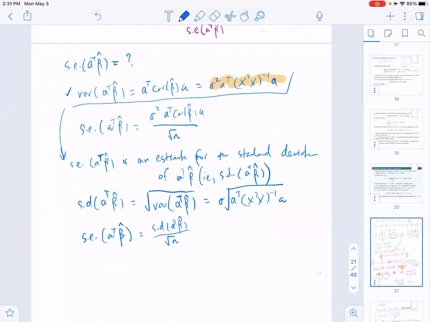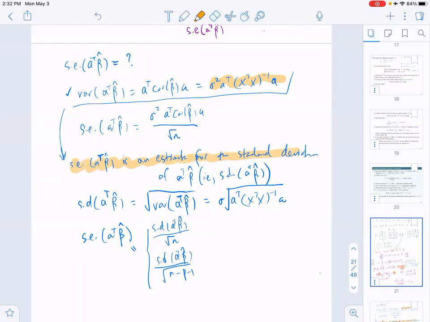Where is n minus p minus 1? N minus d. Oh, okay. So this is another one: standard deviation of A transpose beta hat divided by the square root of n minus p minus 1. So this is the purpose of this course, to try to avoid doing these guessings. These are not correct. So going back to the definition, this is an estimate for the standard deviation.